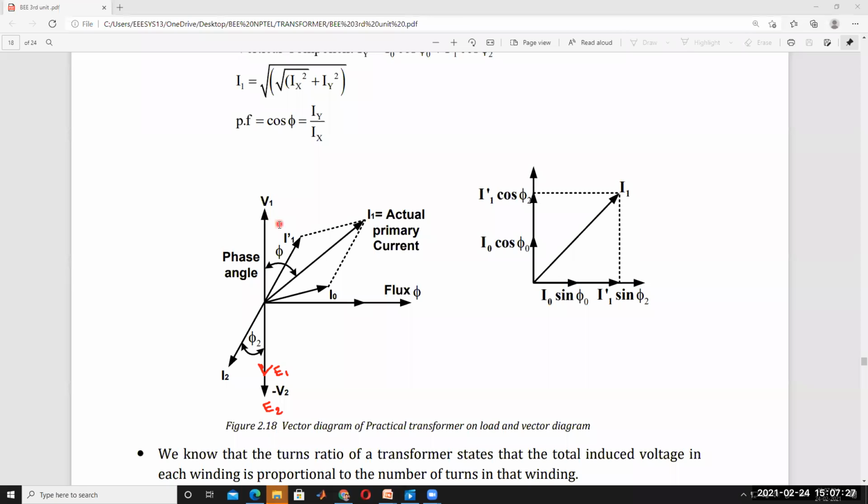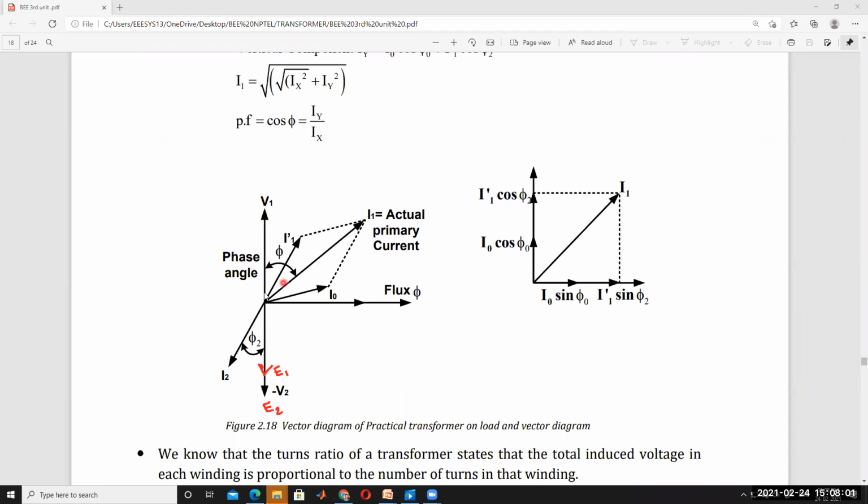You know well, from the no load vector diagram of the transformer, practically and ideally both are exactly the same. V1 and E1 are exactly in phase opposition, and that is also equal to V2. V2 and E2 are also exactly in phase. So V1 is equal to minus V2, and E1 is equal to E2 is equal to V2. E1, V2 and E2 are all in phase, but V1 is exactly in phase opposition.